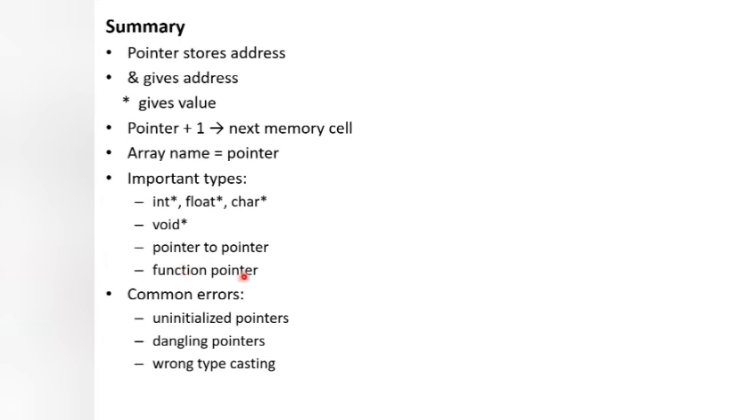In C there are some common errors. You should not leave any pointer uninitialized. You should not refer to any location that is not available, and you should not use any wrong typecasting. An integer pointer should not refer to other types: character, double, float. A float pointer should not refer to integer, character, or other types. So don't do any wrong castings.